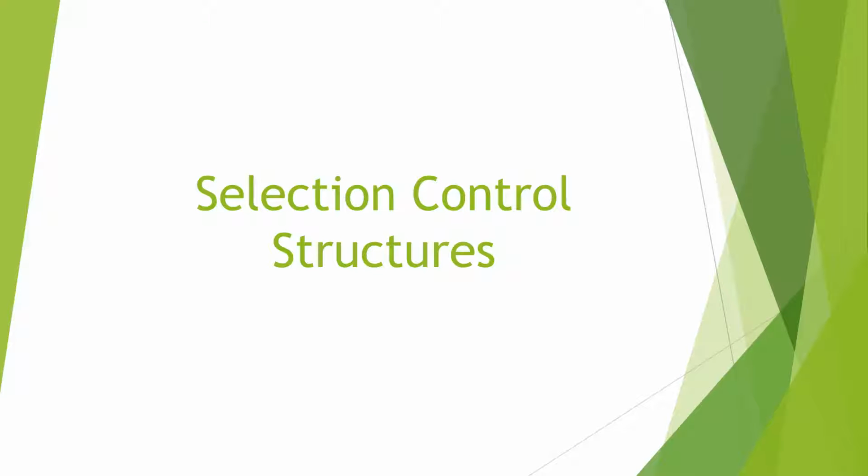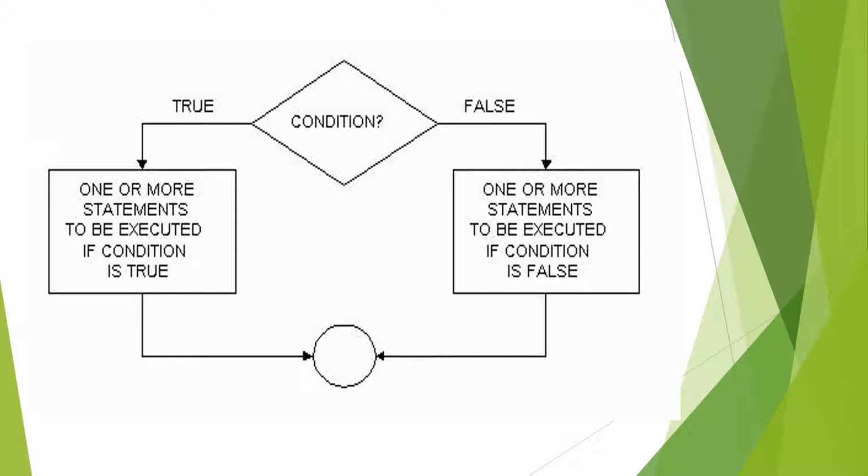Hello, in this tutorial we will talk about selection control structures. A selection control structure allows a set of statements to be executed if a specific condition is met. If it is not met, another set of instructions is executed.